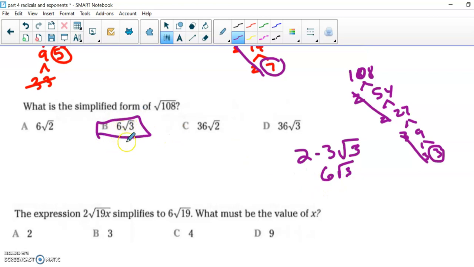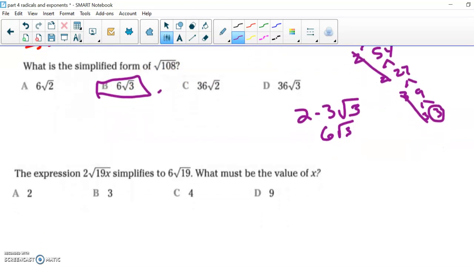If we wanted to check it, we can square the 6. 6 squared is 36. 36 times 3 gets us back to the 108. Or if you change them all to decimals, you could punch your calculator 108, square root of 108. It should be the same as 6 times the square root of 3 as a decimal equivalent.